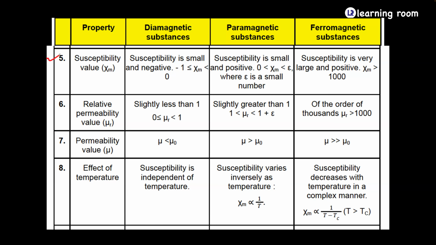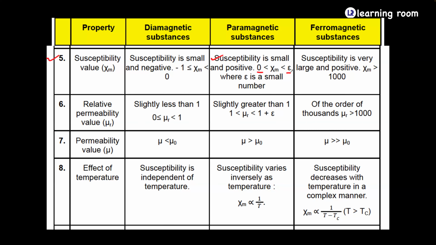Whereas a paramagnetic substance is ready to get magnetized, but is it a quick one? Is it ready to get magnetized faster? No. To some extent, yes. It will turn slowly. Having said that, susceptibility in this case is going to be small, but unlike a diamagnetic substance, it will be positive. So it will be positive and it will be some small value.